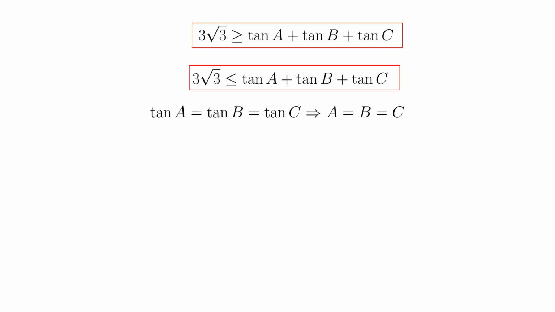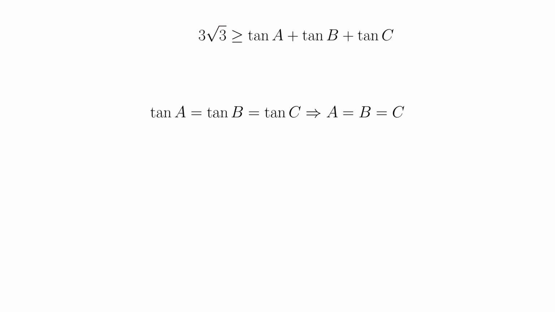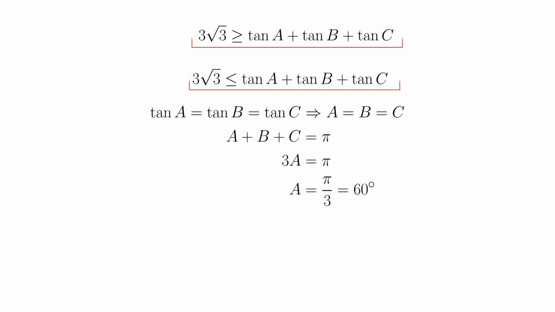Please note this carefully. Since it is an acute angled triangle, the tangents of all individual angles are positive, and since all tangents are equal, all angles must be equal. This means each angle must be 60 degrees. So this is an equilateral triangle. And that's it, proved.